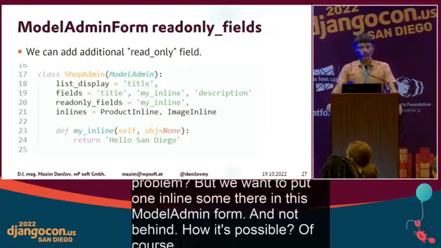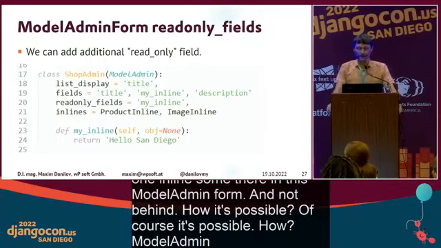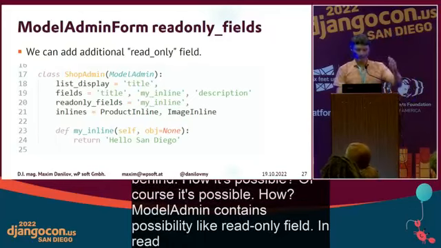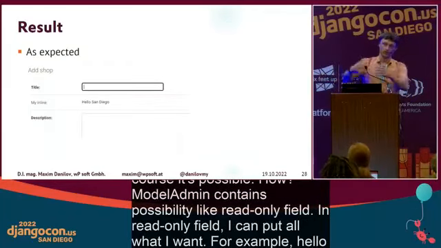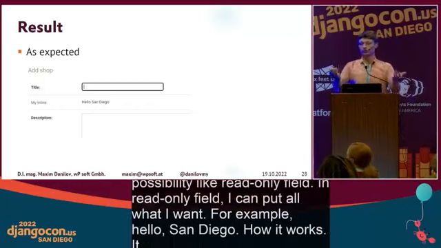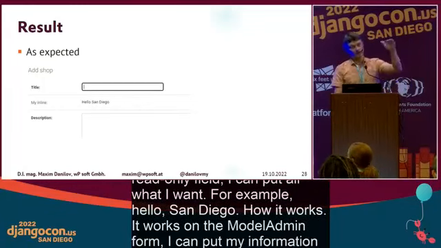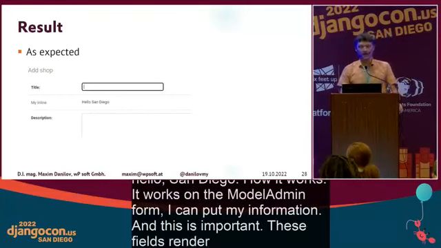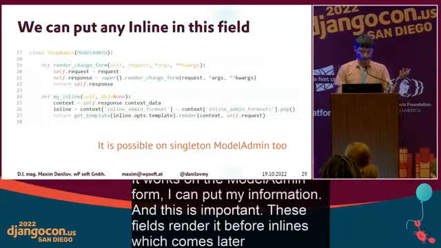How? Model admin contains the possibility of a read-only field. In a read-only field, I can put whatever I want. For example, hello San Diego. How does it work? Somewhere on the model admin form, I can put my information. And this is important: this field is rendered before the inlines, which come later.